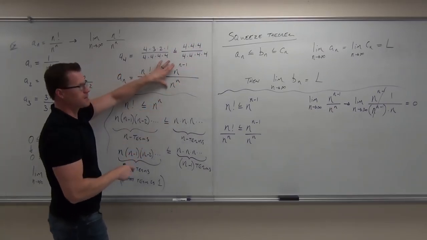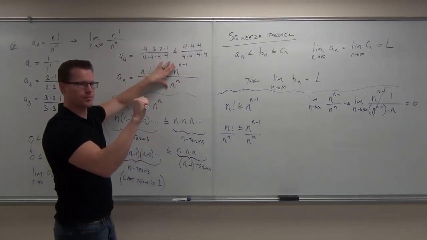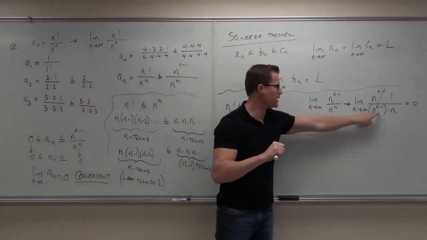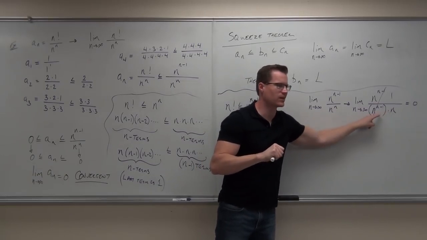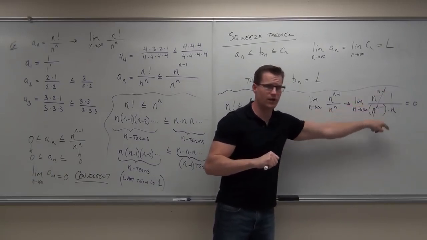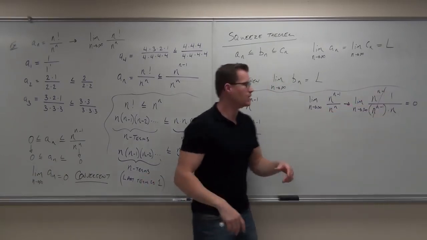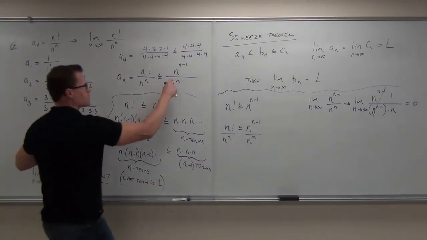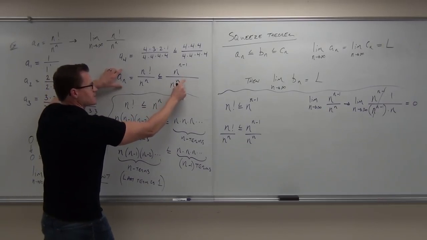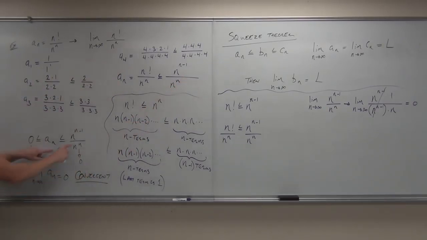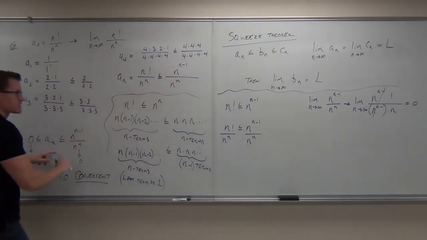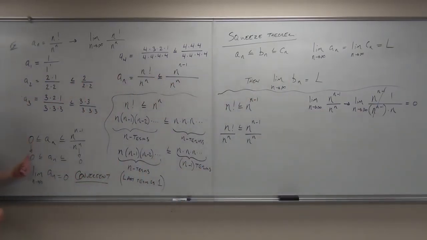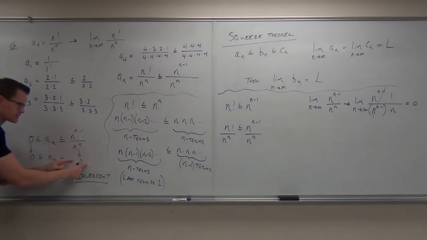The limit of this guy is 0. Just showed it right here. Split off the n to the n minus 1 times n. This is still n to the n. These are gone. We get 1 over n, and the limit of that's 0. So I've shown that 0 goes to 0. I've now shown that a sub n is less than or equal to this, but this guy goes to 0. Therefore, the limit of 0 is 0, and the limit of this is 0.